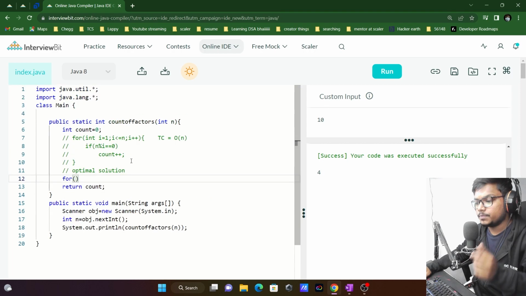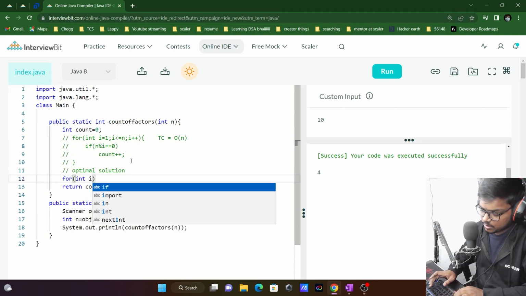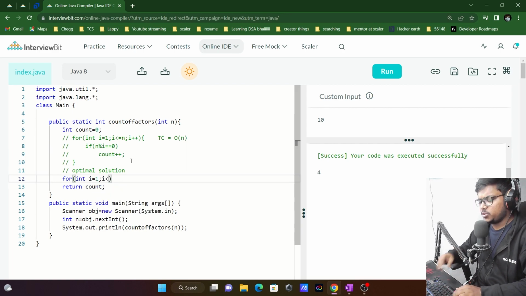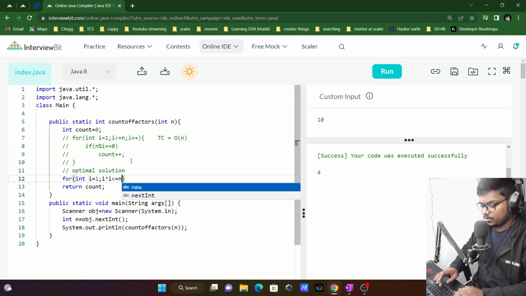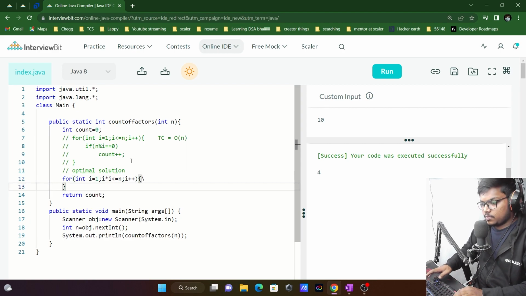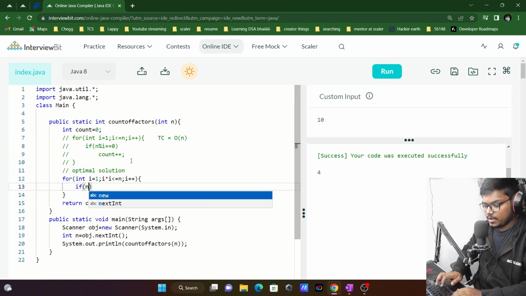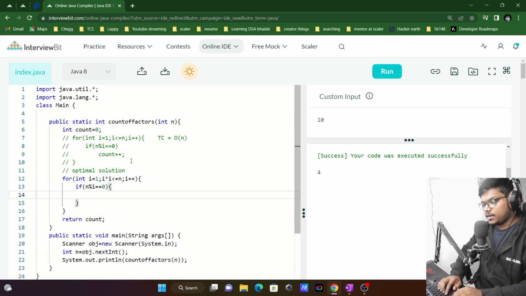How can we do it? Now take int I equal to 0. I equal to 0? No, I equal to 1. I into I less than or equal to n, right? Then I plus plus. Yes. Now what do I have to do? I have to check that if n modulus I equals 0, then this is a factor, right?